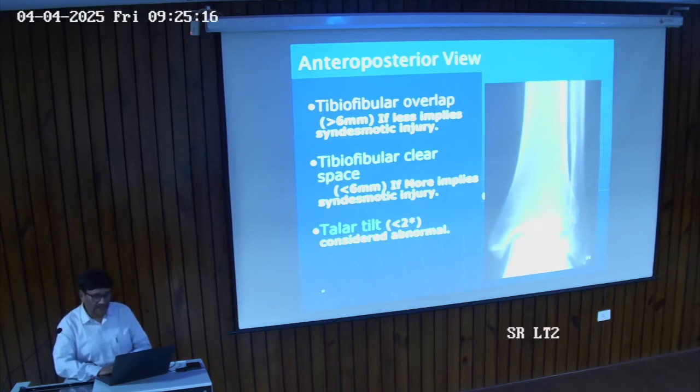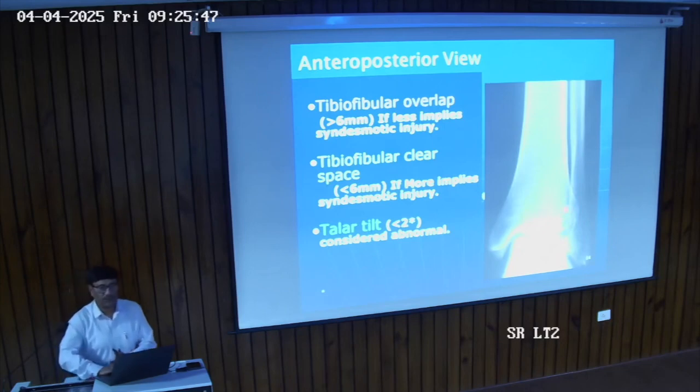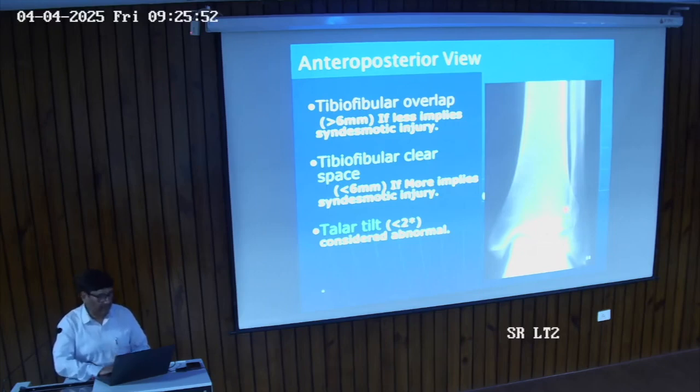Why is there a clear space? This part of the tibia is called the incisura fibularis, where the fibula fits into it. This is depicted by a line drawn proximally from the lateral side of the tibia and drawn straight down from here to here. So this part of the tibia is the incisura fibularis, into which the fibula sits. This clear space should be less than 6 mm. If in the AP view or in the mortise view it exceeds that, then it means there is ligamentous injury.